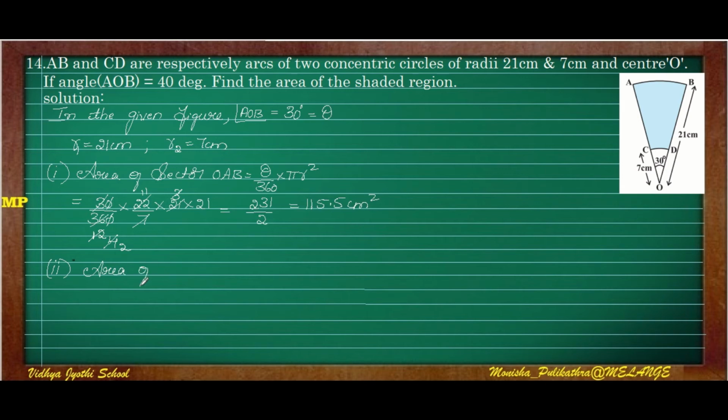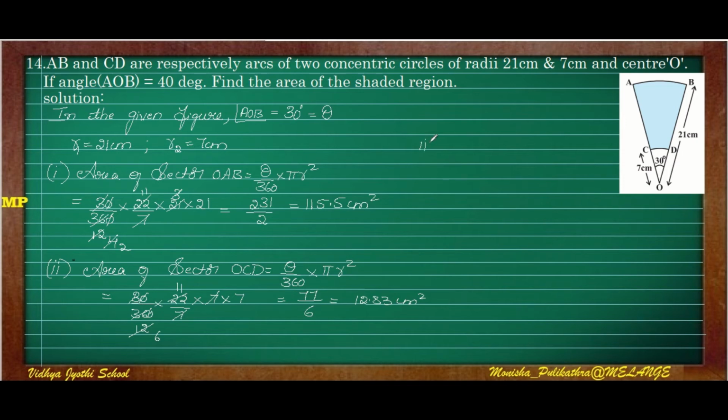So area of smaller sector, or area of sector OCD, again given by the same formula, theta by 360 into pi r square. So theta is 30 divided by 360 into pi is 22 by 7 into the smaller radius is 7. Here 7 7 get cancelled, 0 0 cancel, and 3 1s are, 3 2s are, again from 2 6s are 12 and 2 11s are. So 77 by 6, by the division, we will get 12.83 centimeter square.